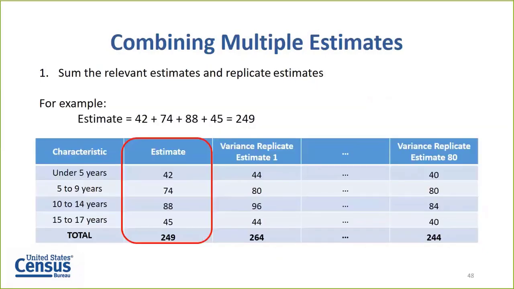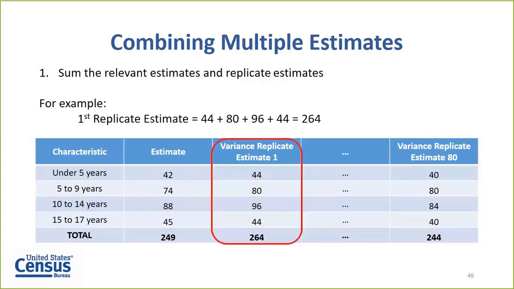So here's the same data that I just showed you. To find the estimates of males under the age of 18, you'd add up the estimates circled in red, so 42 plus 74, et cetera, and you'd get a total of 249. And then you do the same thing for each replicate estimate. For example, for the first replicate estimate, you'd add up the 4 estimates circled in red in the middle of the slide and obtain a first variance replicate estimate of 264.